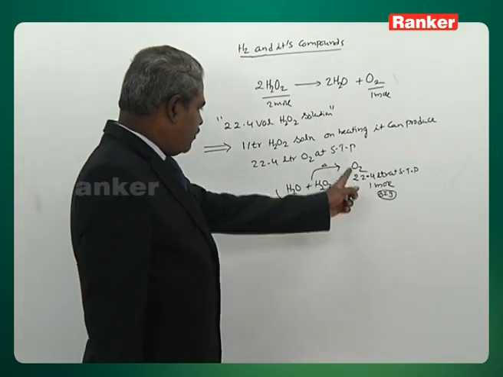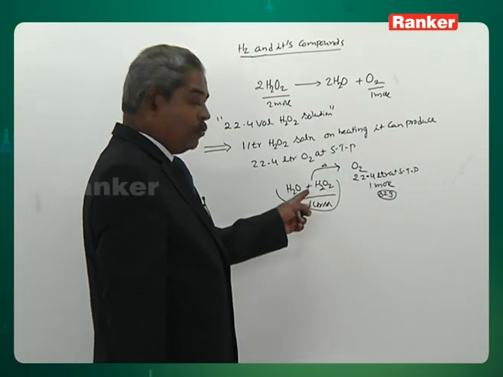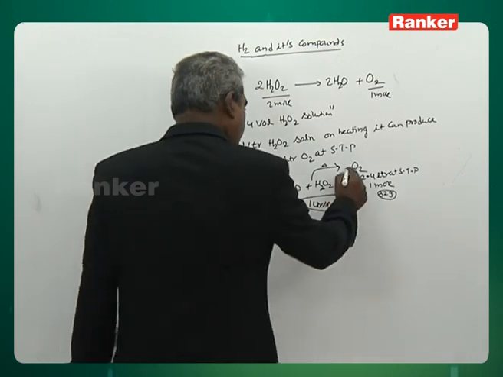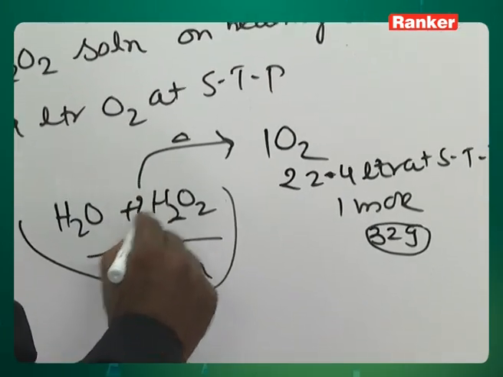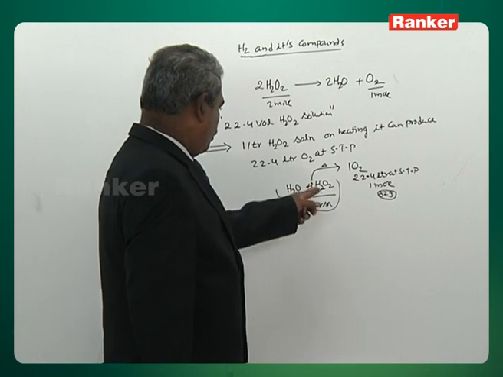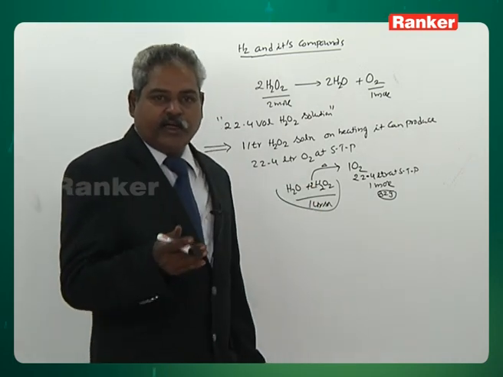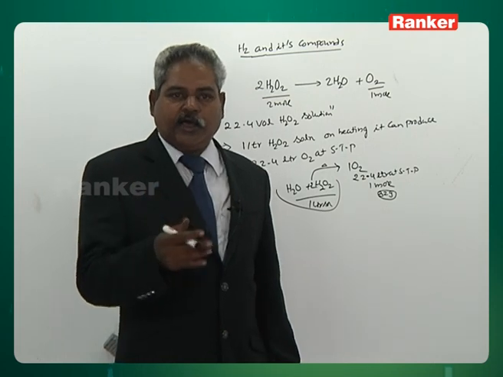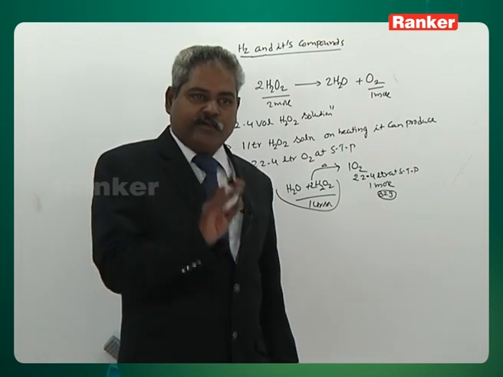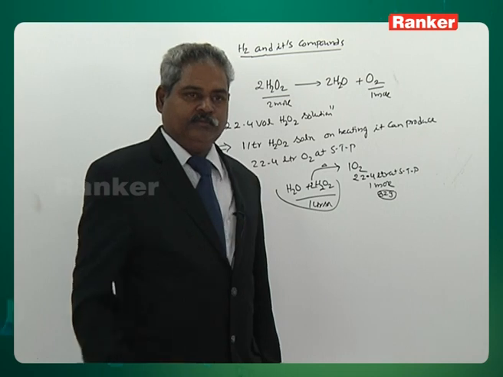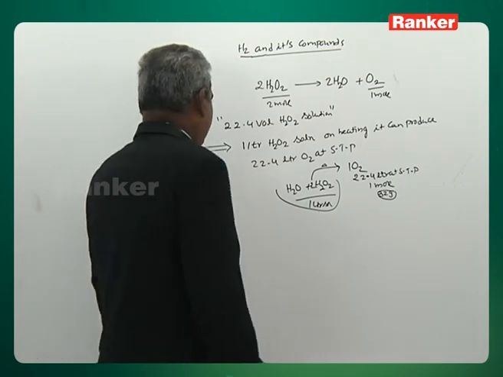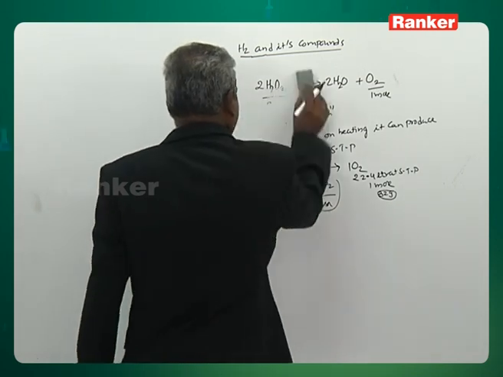So, you are getting 1 mole oxygen means that is possible only if you have 2 mole H2O2. 2 mole in 1 liter means molarity is 2. So, instead of saying 2 molar or molarity is equal to 2, another language is 22.4 volume. So, what do you mean by 22.4 volume H2O2 solution?